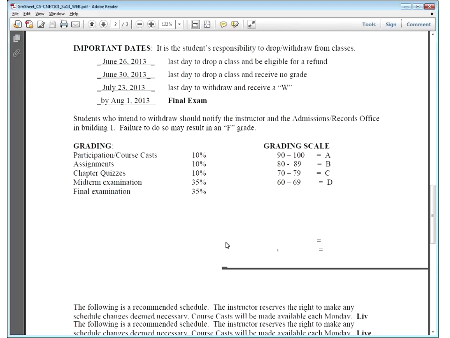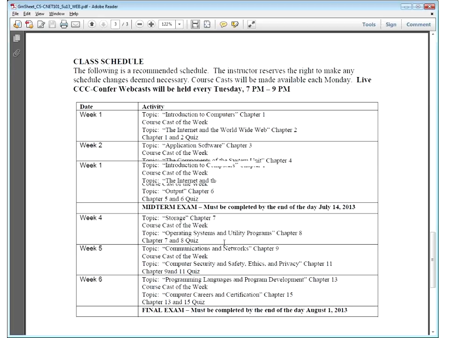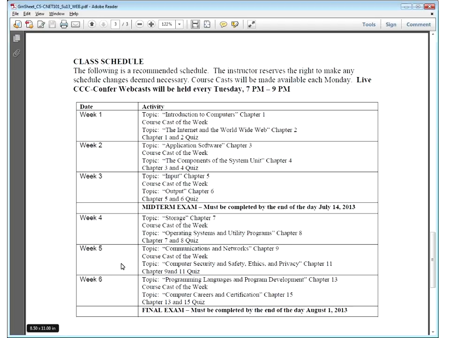And then the class schedule is here too. So we've got 6 weeks and 12 chapters to cover. I've identified the chapters and posted each of those topics. There will be 2 quizzes each week on the chapters that you'll need to spend some time completing as well. Any questions on the course syllabus?